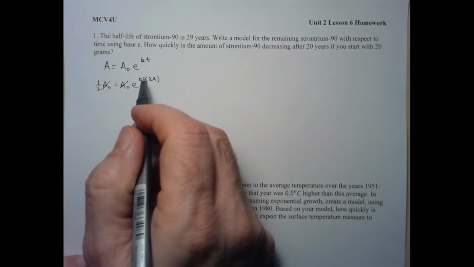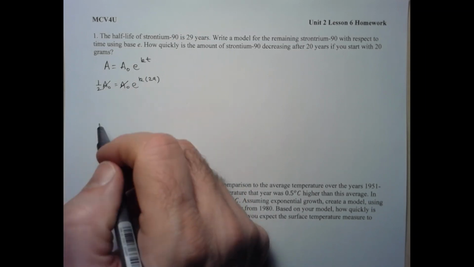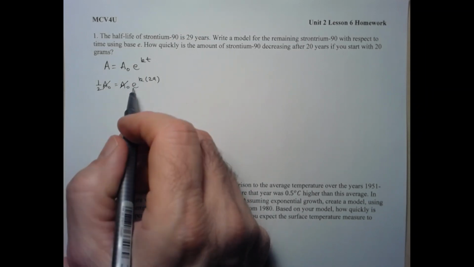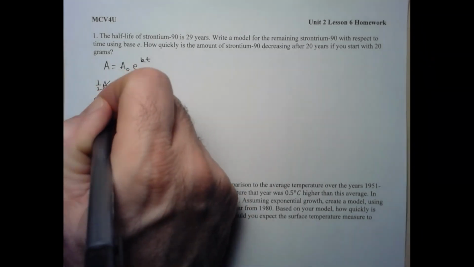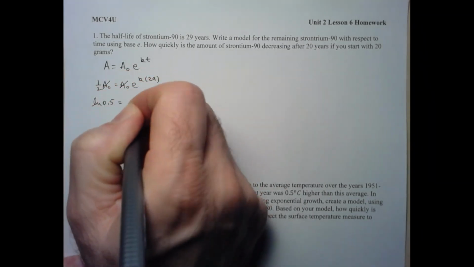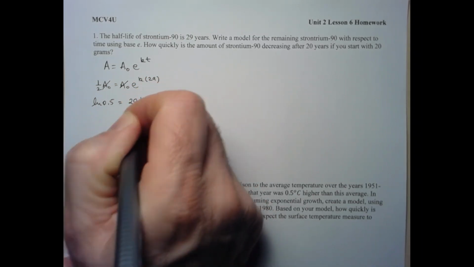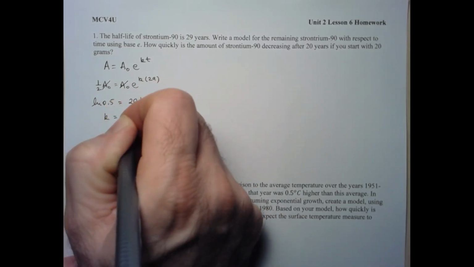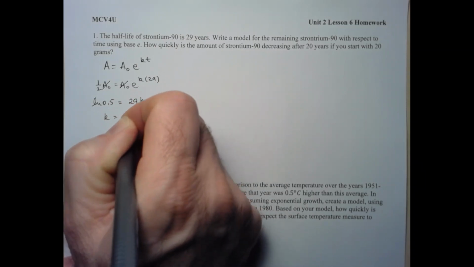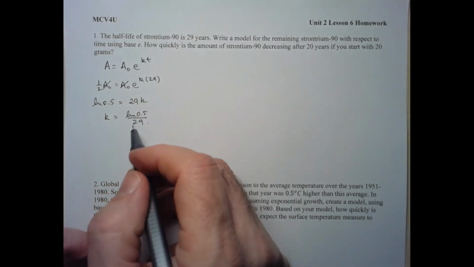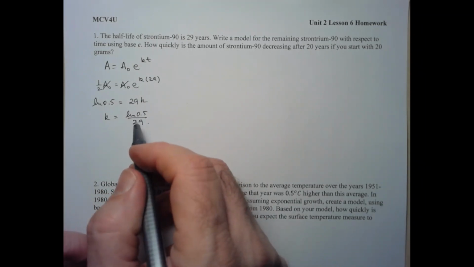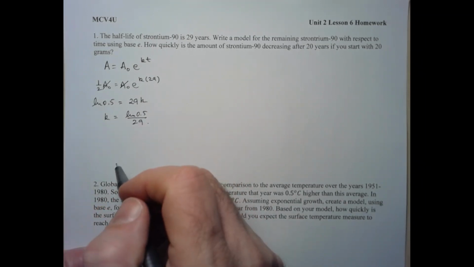Since it's in the exponent, I'm going to take the natural log of both sides since I'm working with a base e model. So it's going to be ln of 0.5 equals 29k, and so k is ln of 0.5 over 29. Because this is a fairly reasonable expression to write out and put into my calculator, I'm going to leave it as an exact value.